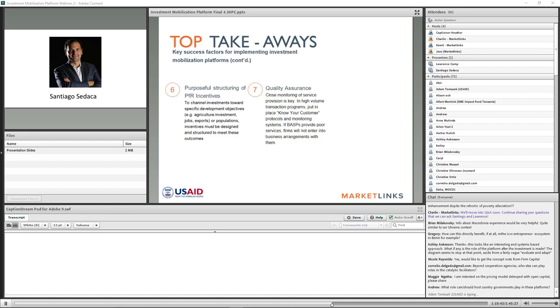A couple more. Purposeful structuring of PFR incentives. What do I mean by that? Essentially, you need to understand something about the area that you're targeting for investment facilitation.